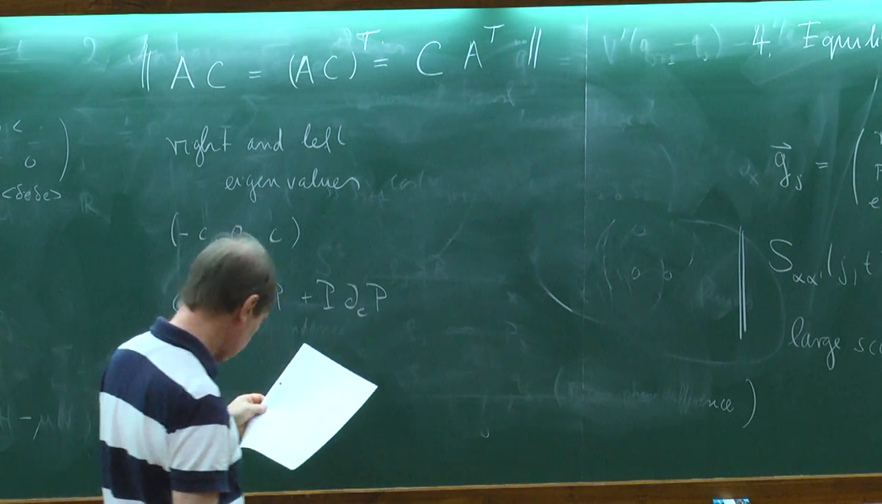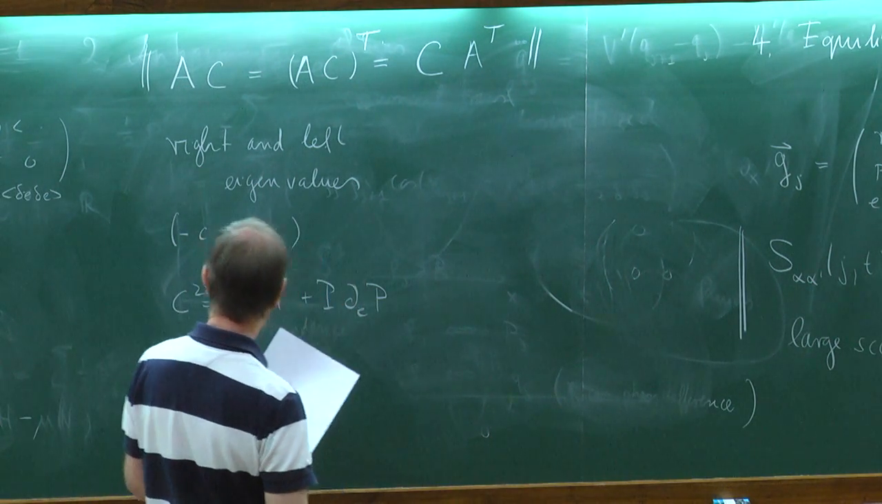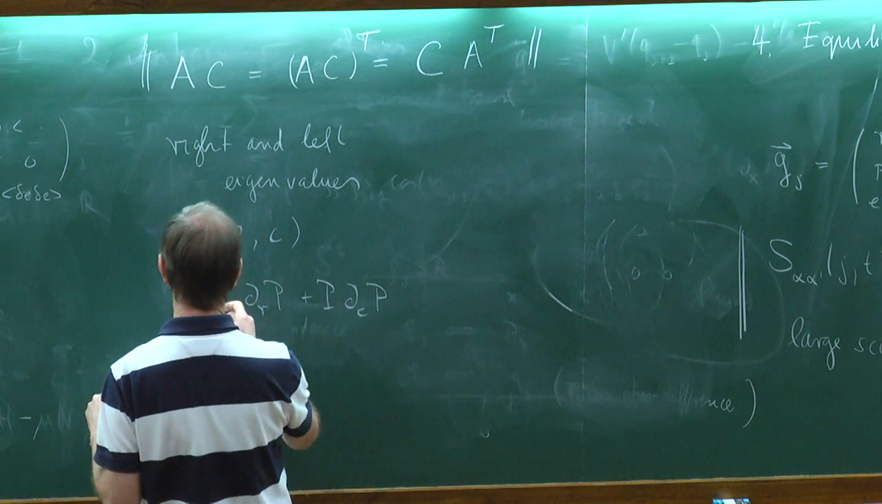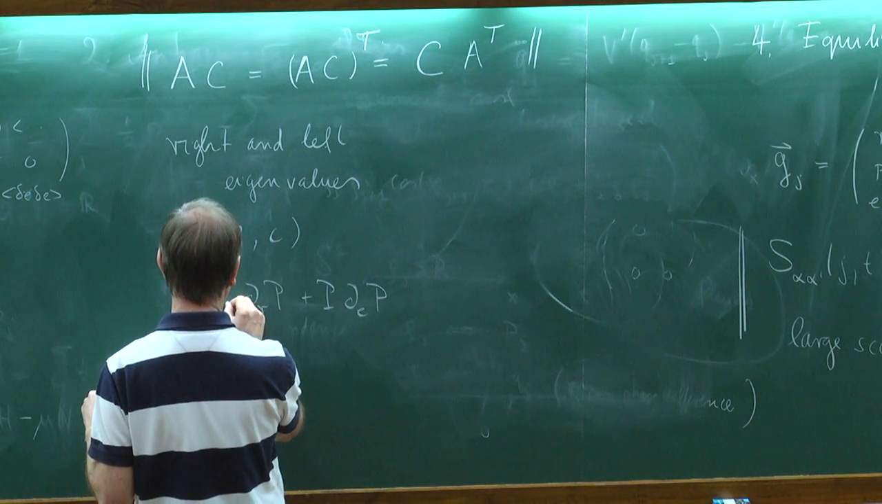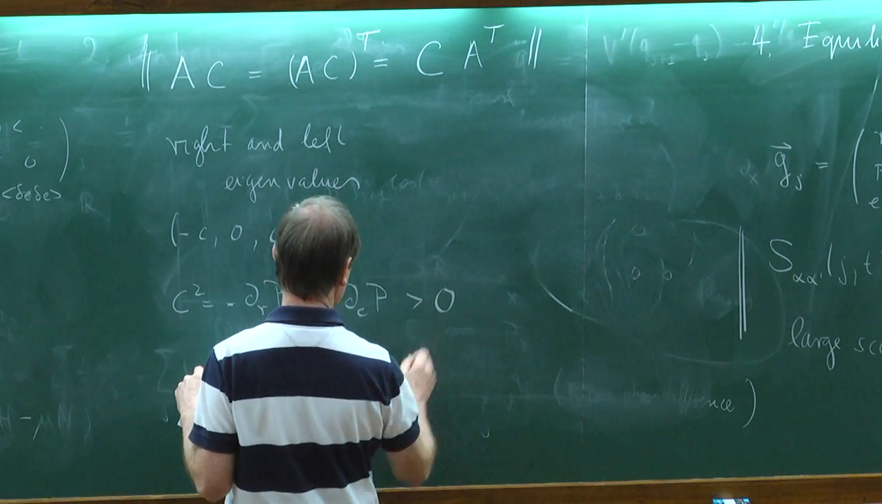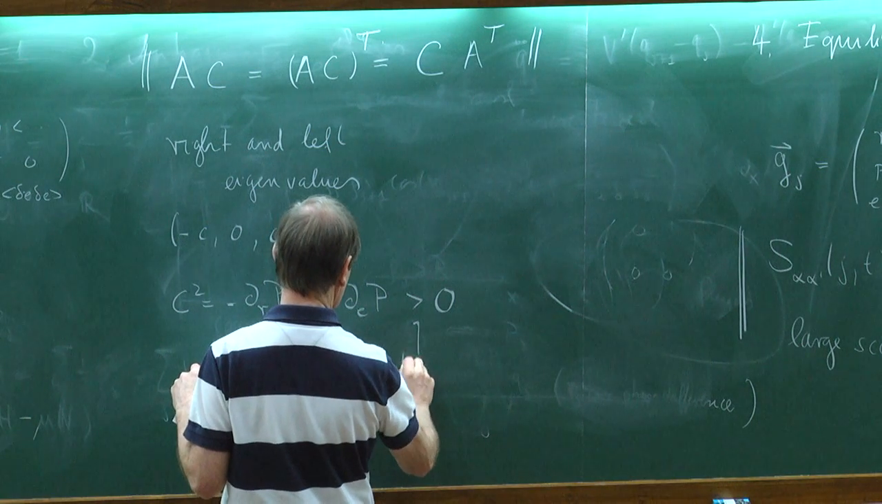Actually, I have a homework for you. You see the way I've written it, I take here the square root. I claim that this particular combination is always strictly positive, and that's the homework. How do you see this?